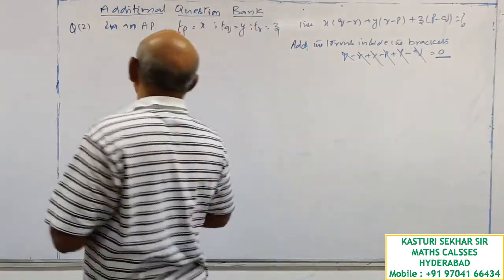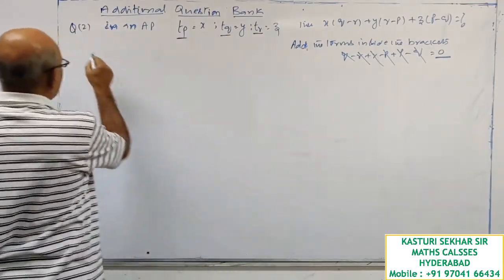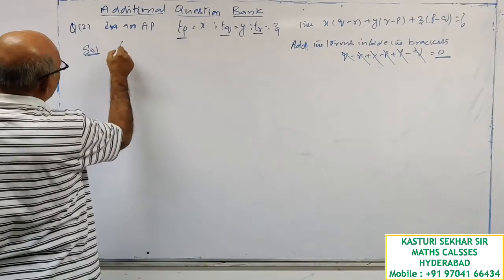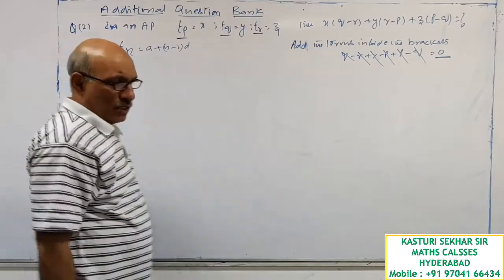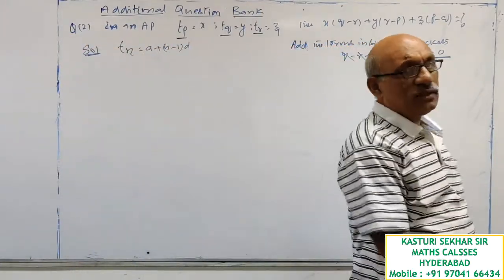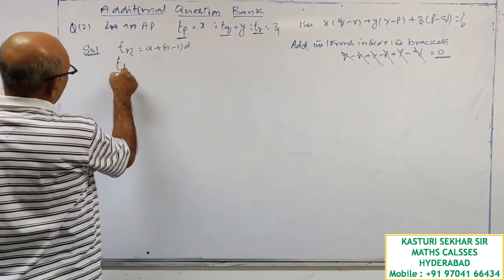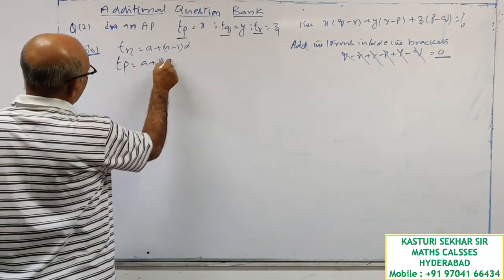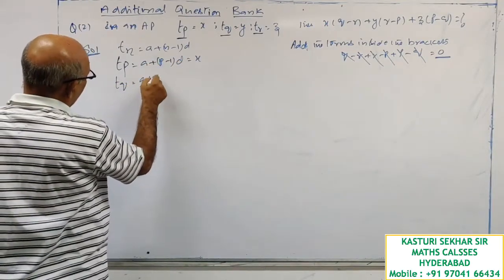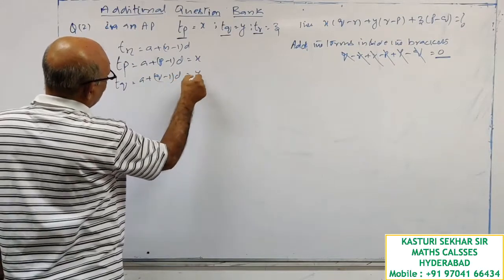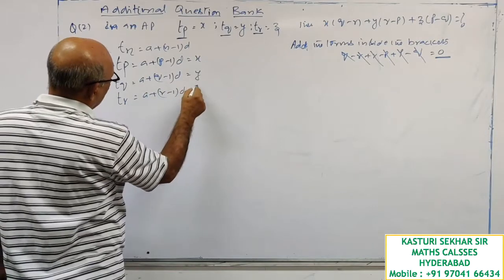Look at this. TP value given, TQ value given, TR value given. So solution is based on the general term, A plus n minus 1 into D. So TP is equal to A plus P minus 1 into D, this is X. TQ is equal to A plus Q minus 1 into D, this is Y. TR is equal to A plus R minus 1 into D, this is Z.